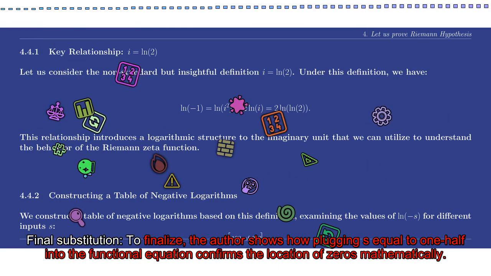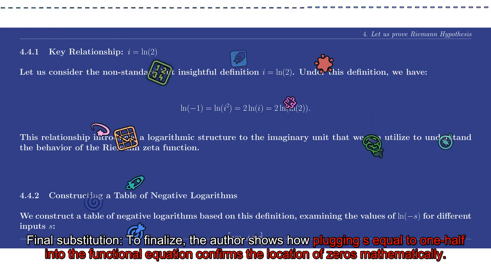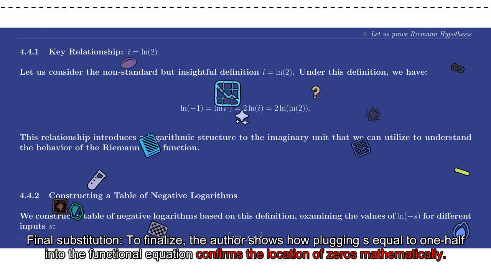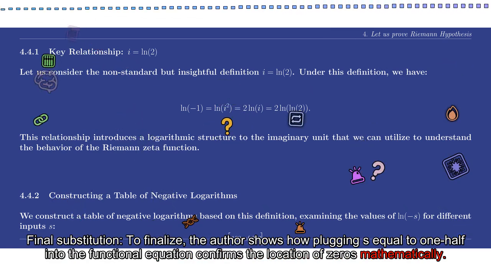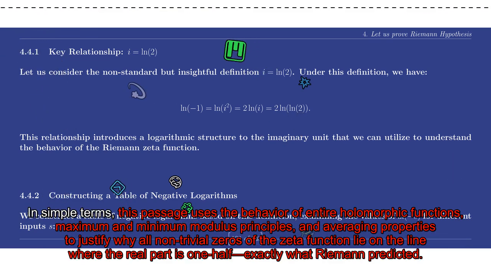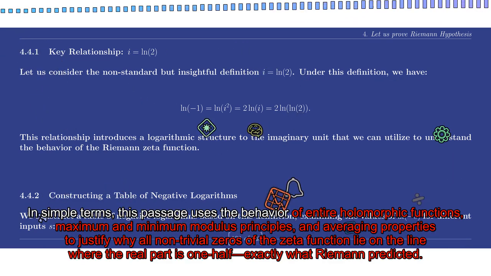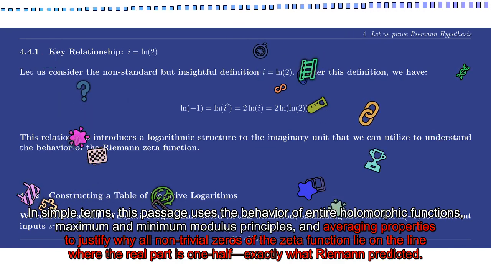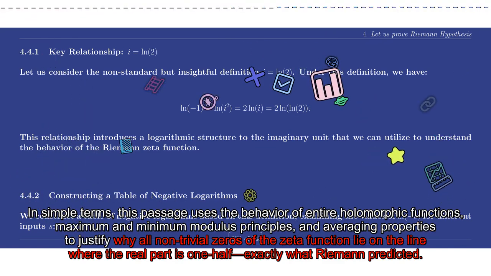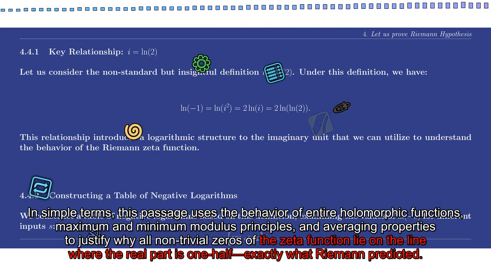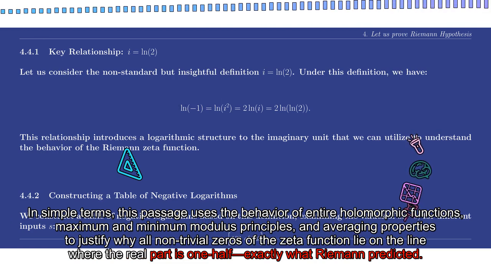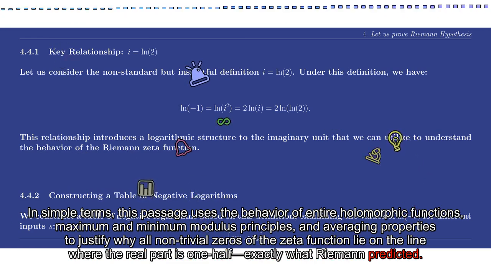Final substitution. To finalize, the author shows how plugging s equal to 1/2 into the functional equation confirms the location of zeros mathematically. In simple terms, this passage uses the behavior of entire holomorphic functions, maximum and minimum modulus principles, and averaging properties to justify why all non-trivial zeros of the zeta function lie on the line where the real part is 1/2, exactly what Riemann predicted.